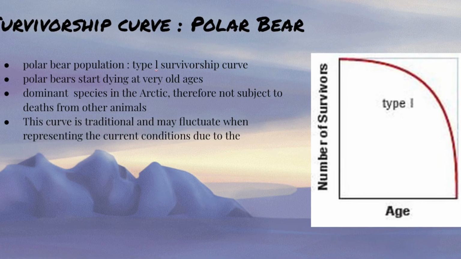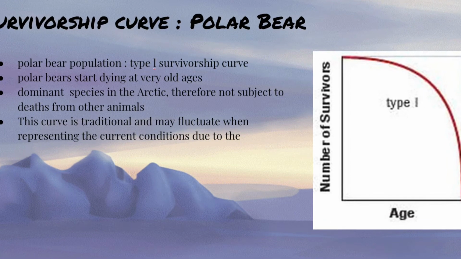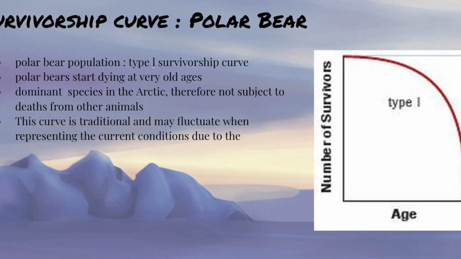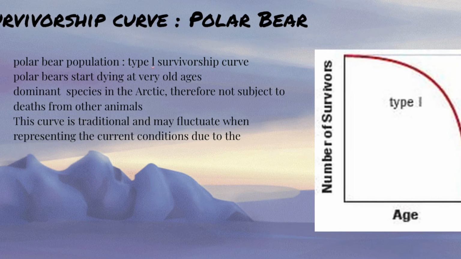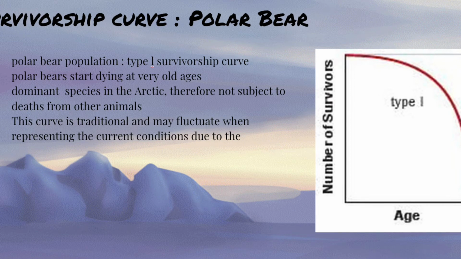The graph shows that polar bears start dying at very old ages, and since they are the dominating species in the Arctic, they are not subjected to deaths due to other animals. They usually die due to starvation, old age, and fights with other polar bears. This is a traditional curve that may fluctuate.